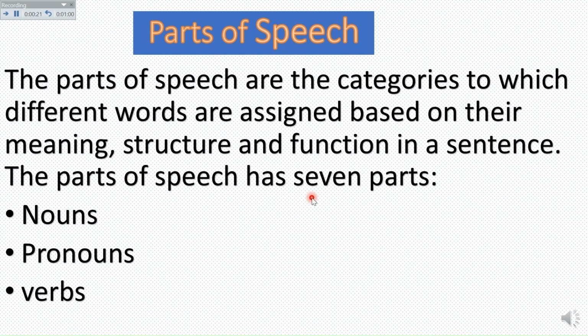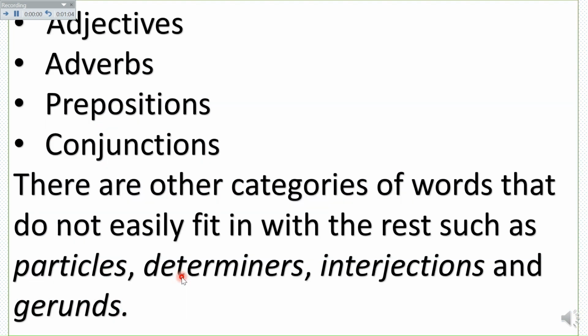The parts of speech have seven parts: nouns, pronouns, verbs, adjective. This is adjective. The D is silent. Adjectives, adverbs, prepositions, and conjunctions. So basically there are seven main parts of speech.